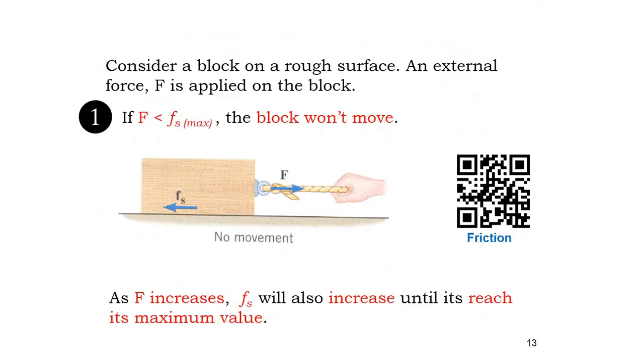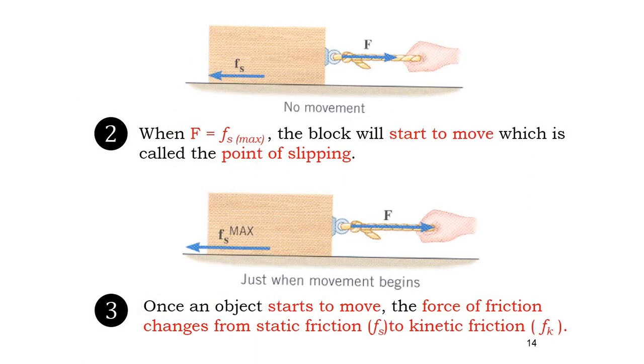Consider a block on a rough surface. An external force F is applied on the block. Number 1, if F is less than Fs, the block won't move. As F increases, Fs will also increase until it reaches its maximum value. Number 2, when F equals Fs, the block will start to move, which is called the point of slipping. Number 3, once an object starts to move, the force of friction changes from static friction to kinetic friction.